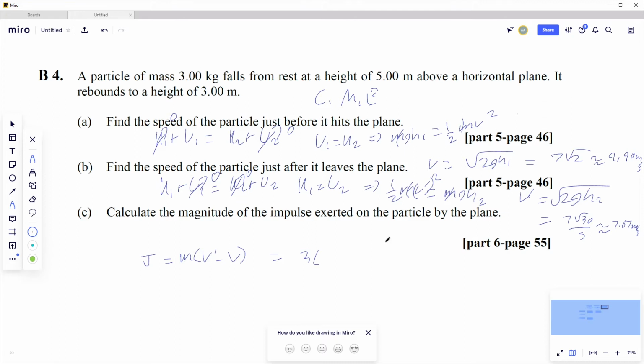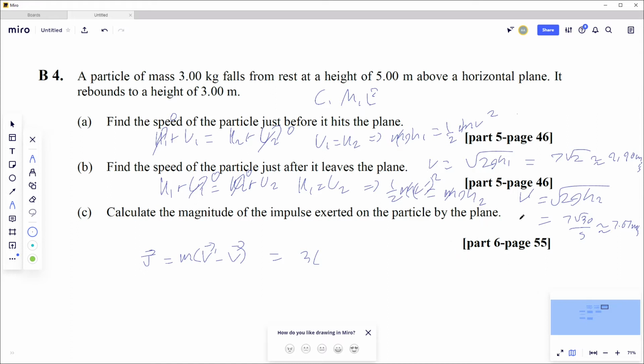So v prime is going to be, in this one you actually have to take directions. For impulse, you have to, because you have a minus here also. If you just subtract speeds, you will get the difference, which is not what you want. You want the change.